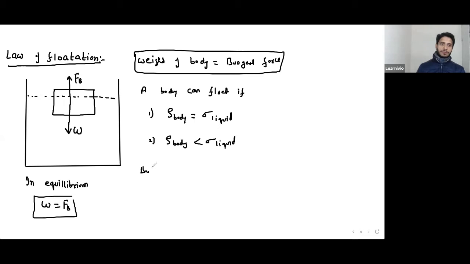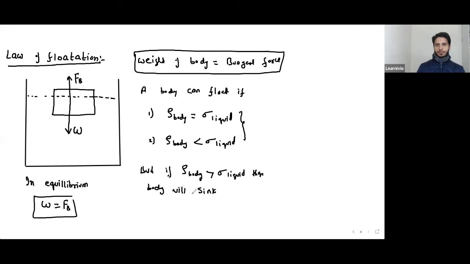But if the density of the body is greater than the density of the liquid, then the body cannot float, it will sink. So for flotation, either of the two conditions should match. Either the density of the body is less than the density of the liquid, or exactly equal to it. If either of these conditions is met, the body can float, otherwise it will sink.